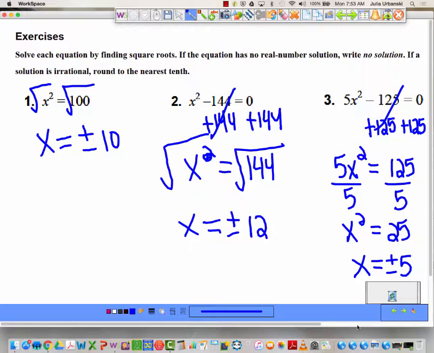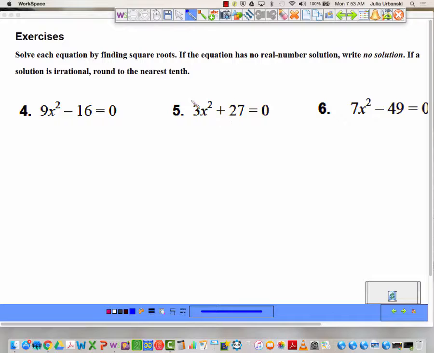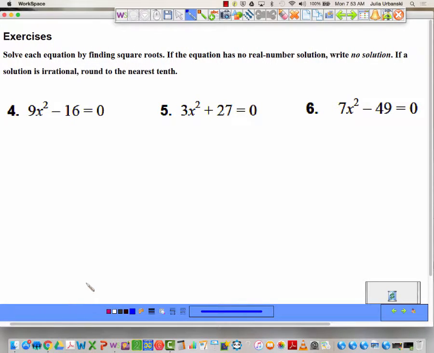Okay. Now, if you guys get to where you don't know the square root of the number, then you either have to break it down, or else you have to put it as a decimal depending on what the directions said. In this case, if the solution is irrational, you don't know the square root of the number, then round it to the nearest tenth. So you would use your calculator for that. If there's no solution, there's only going to be one time where it's no solution, and that is when you have a negative number you're trying to take the square root of.